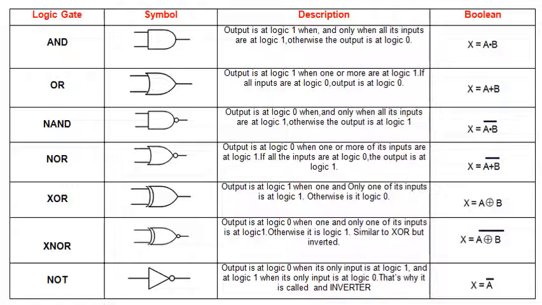For the XOR gate, output is at logic 1 when one and only one of its inputs is at logic 1. Otherwise, it is logic 0. For the XNOR gate, output is at logic 0 when one and only one of its inputs is at logic 1. Otherwise, it is logic 1. Similar to the XOR gate but inverted. For the NOT gate, output is at logic 0 when its only input is at logic 1, and at logic 1 when its only input is at logic 0. That's why it's called an inverter.